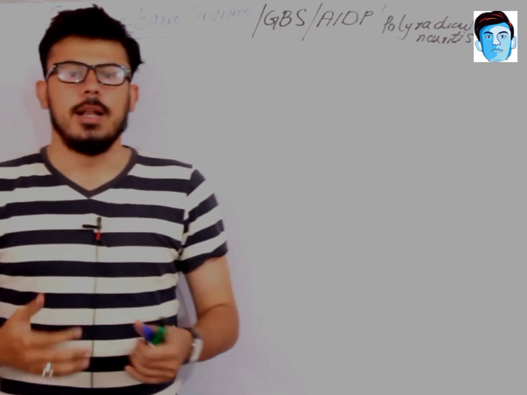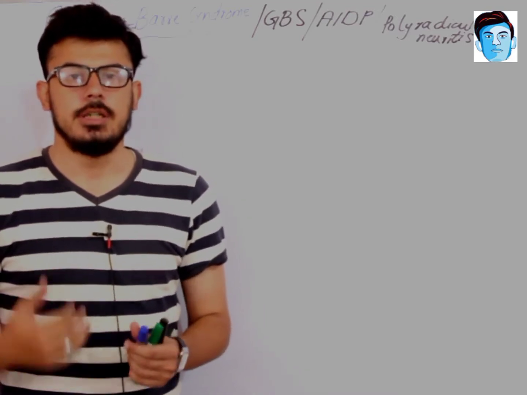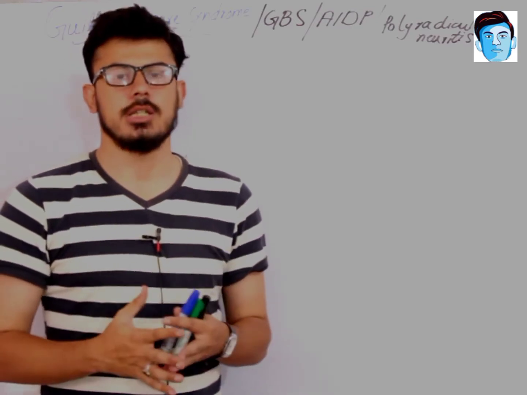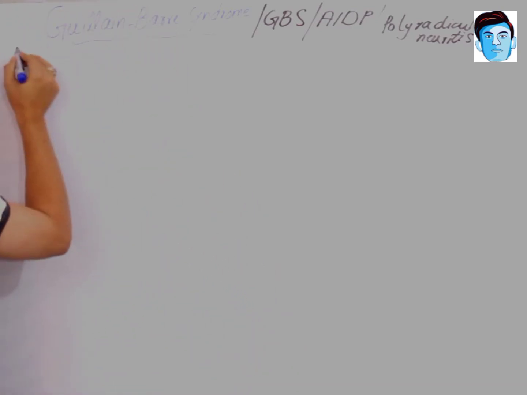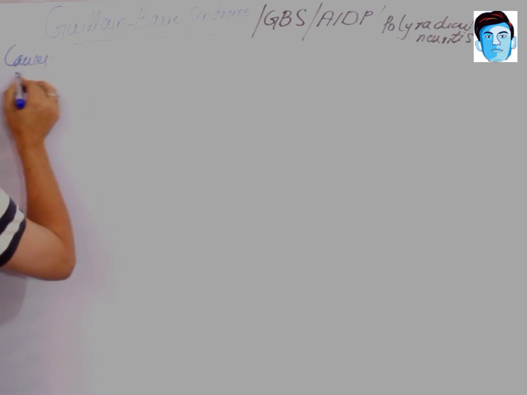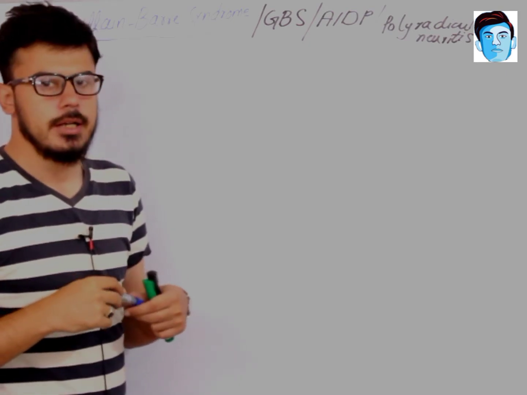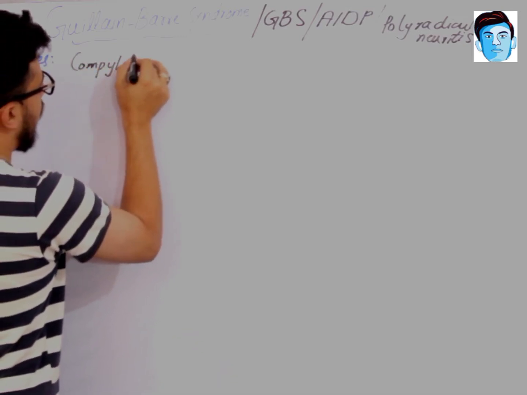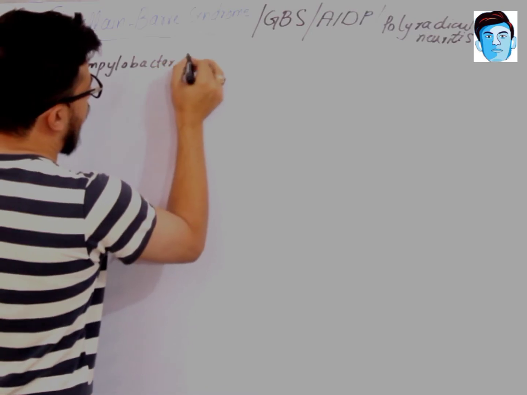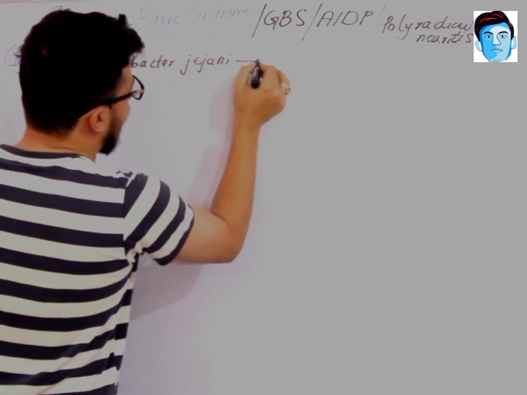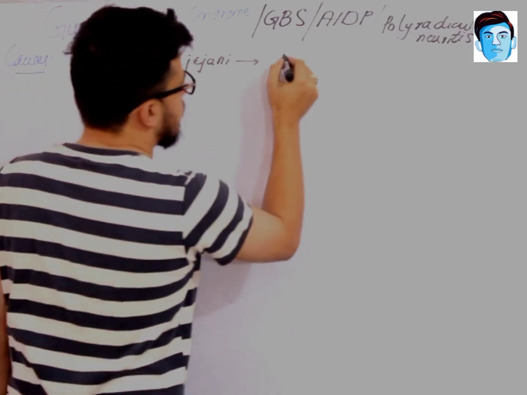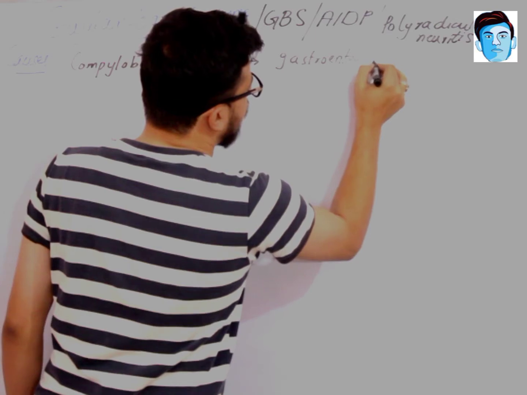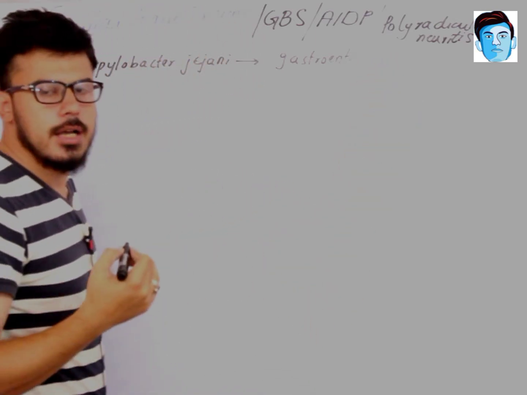Now, let's discuss the causes of GBS. There are a lot of causes of GBS, but we will be discussing the major ones. One of the most common causes of GBS is Campylobacter jejuni, and this Campylobacter jejuni usually causes gastroenteritis.